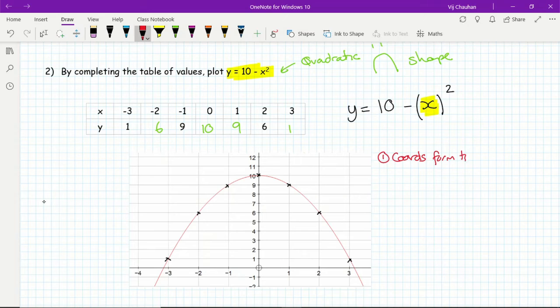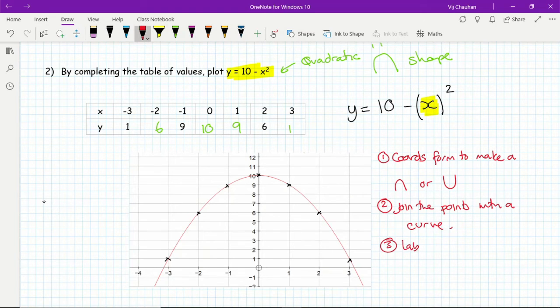that they form a U or an N. I've noticed I've said that the opposite way around. 2, that you join the points up with a curve, not straight lines. And 3 is that your labelling of axes is done. Labelling of axes and equal spaces between the numbers. And then your graph should be perfect.